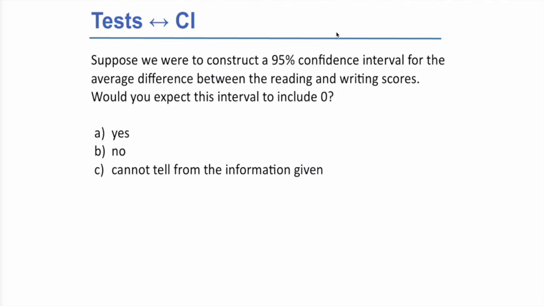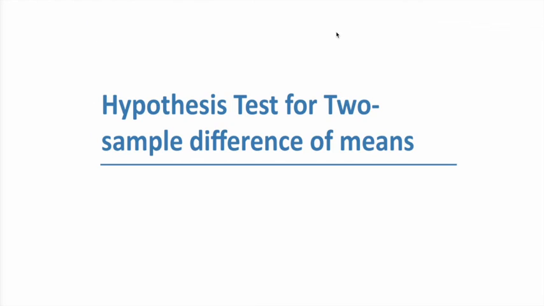Suppose we were to construct a 95% confidence interval for the average difference between the reading and writing scores. Would you expect this interval to include 0? Yes, we did not reject the null, which means that 0 is a reasonable value and so should be in our confidence interval. And that's it.